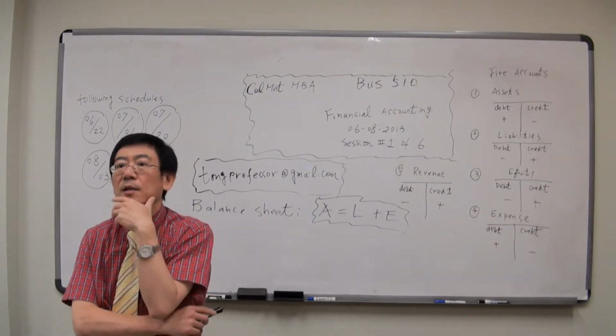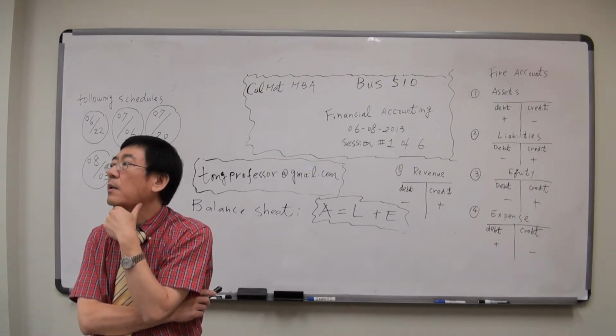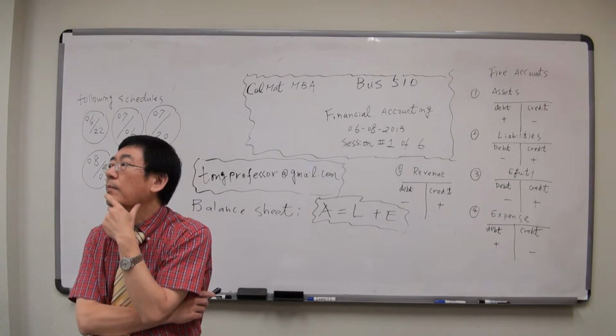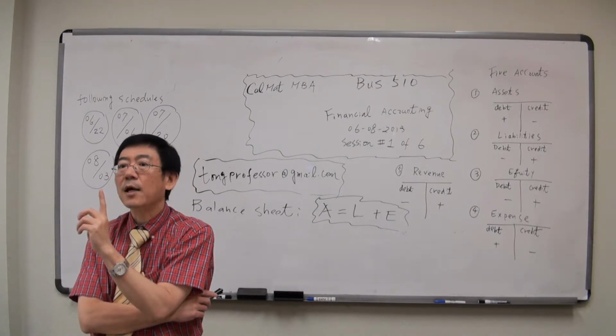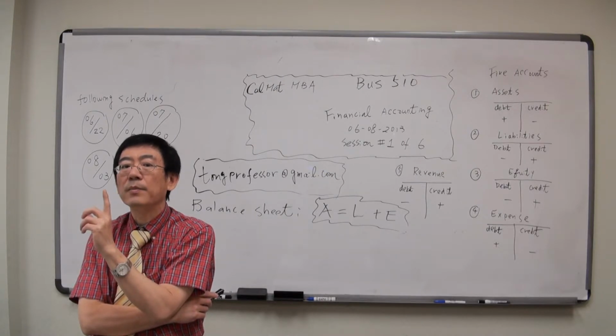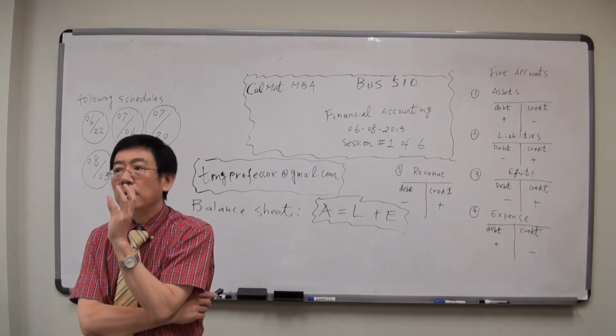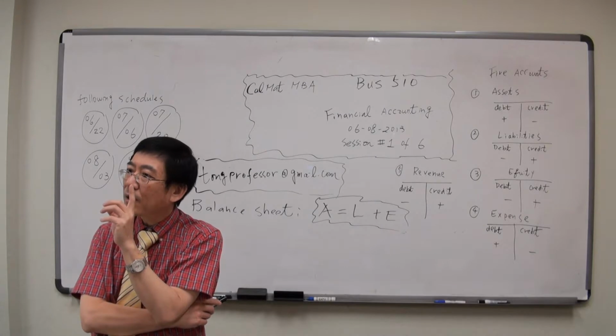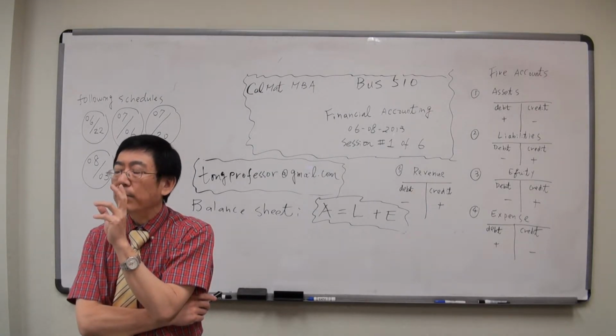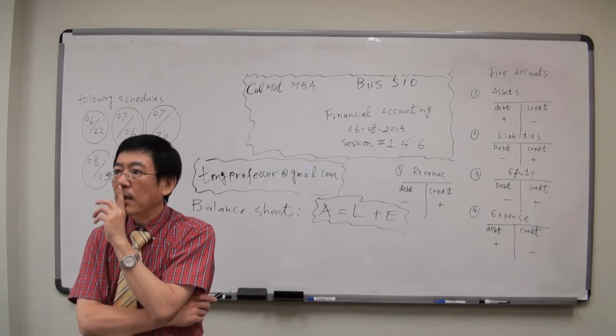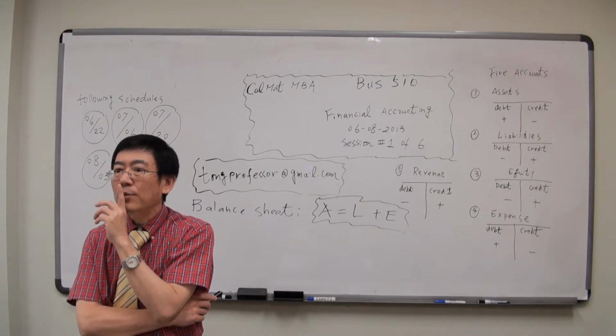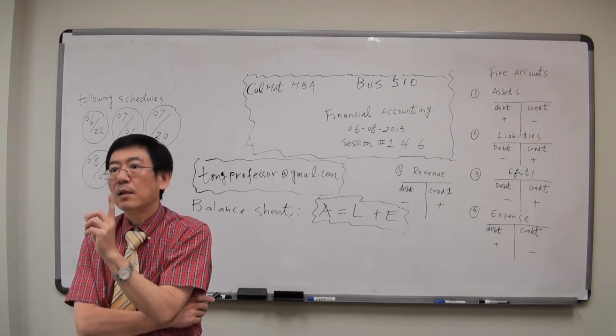What else could be? Maria? Accrued incomes, stocks. Okay, stocks. Yeah, we may need to issue stock, okay? But right now, be very careful, because right now I try to simplify everything.